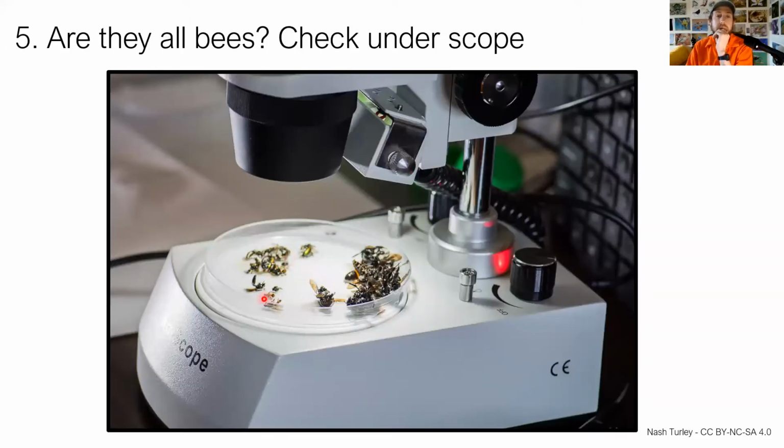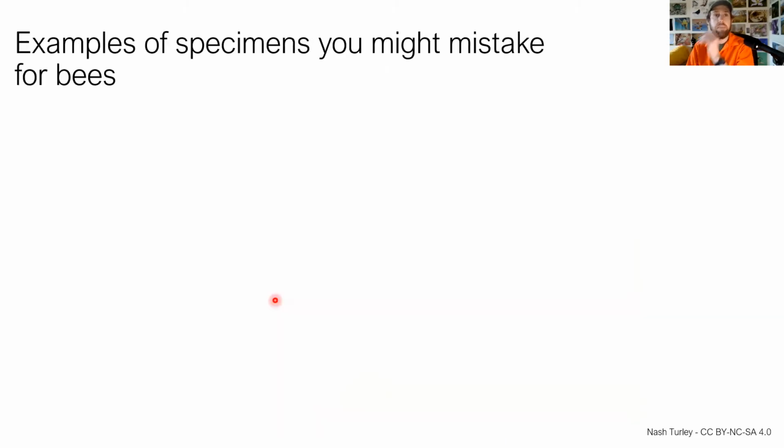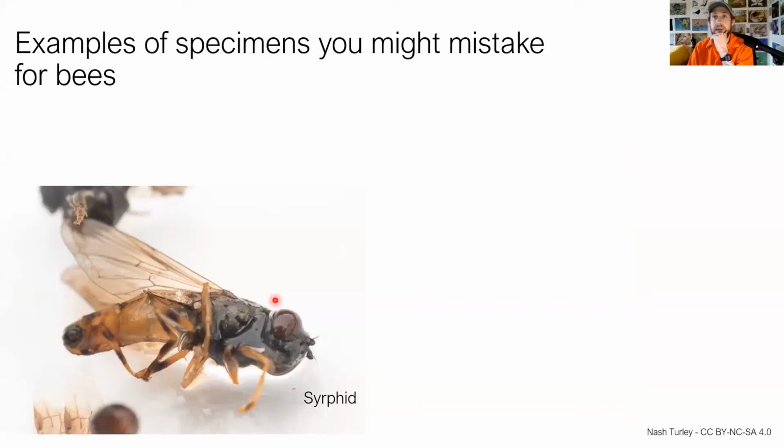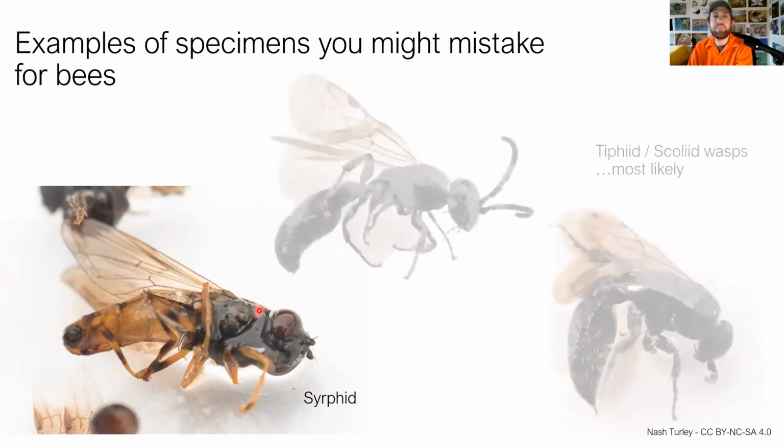So when you're looking at more individualized specimens, we want to look at them under the scope so that we can really get a good look at them. We're never going to see branched hairs or tarsal segments or all that type of stuff without a microscope. So here's a couple examples of specimens that might be mistaken for bees. Here we have the syrphid fly. I think after all the times we've gone over syrphids, they're probably pretty easy at this point. The little giant eyes and the short antennae. And you can even see the halteres in this one.